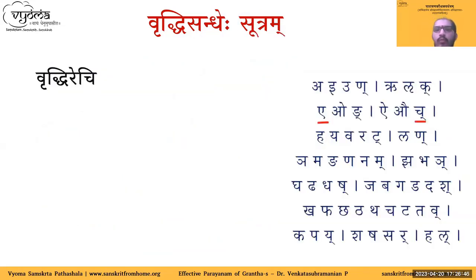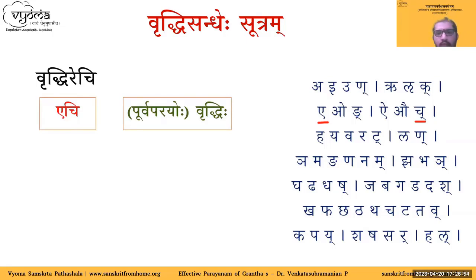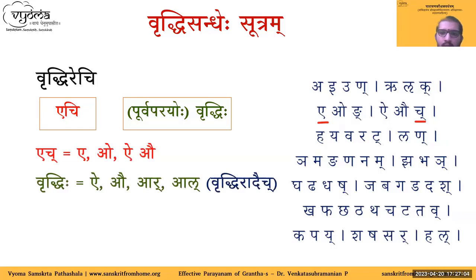So what is the sutra? The sutra is vriddhirechi, vriddhihi echi. Ech we have seen in Maheshwara Sutras, e o n, ai au ch. So by the word ech, we get four letters, e, o, ai and au. So here the Maheshwara Sutras are also given. You can see there, by ech, e, o, ai, au are taken.